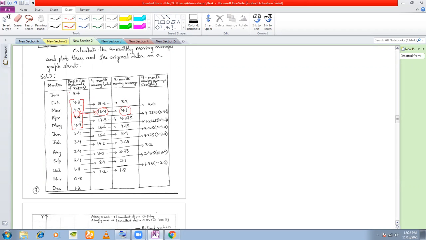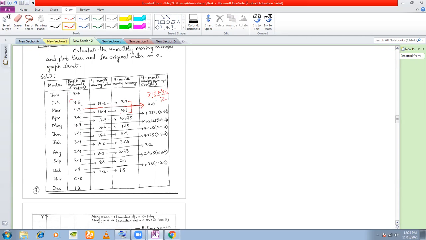And then the last column that I'm making is the average of these two, and I'm writing it in between these two. In between these two, which value falls? This 4.3 falls. So that is why I'm getting it as 3.9 plus 4.1 divided by 2.